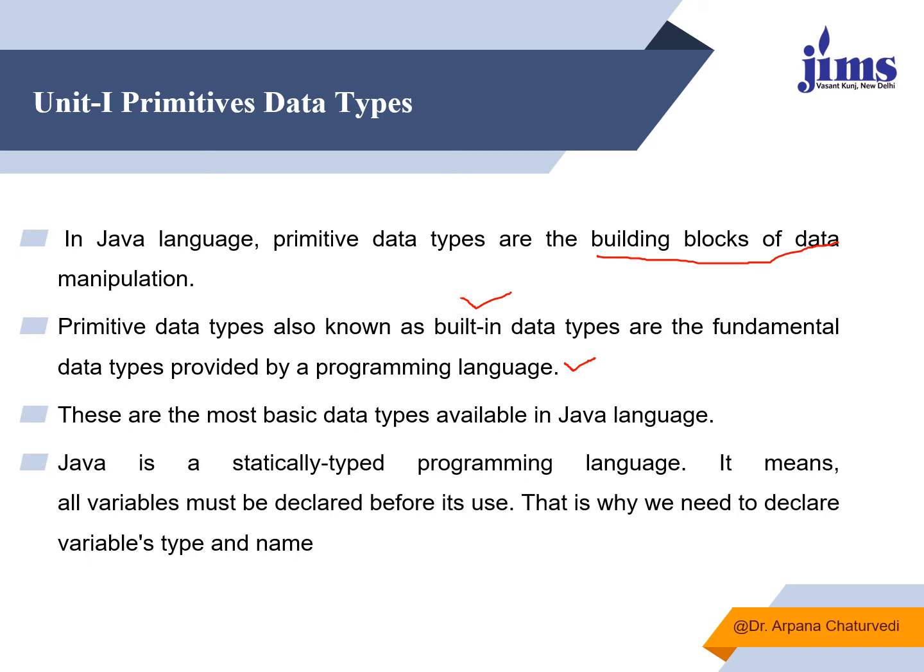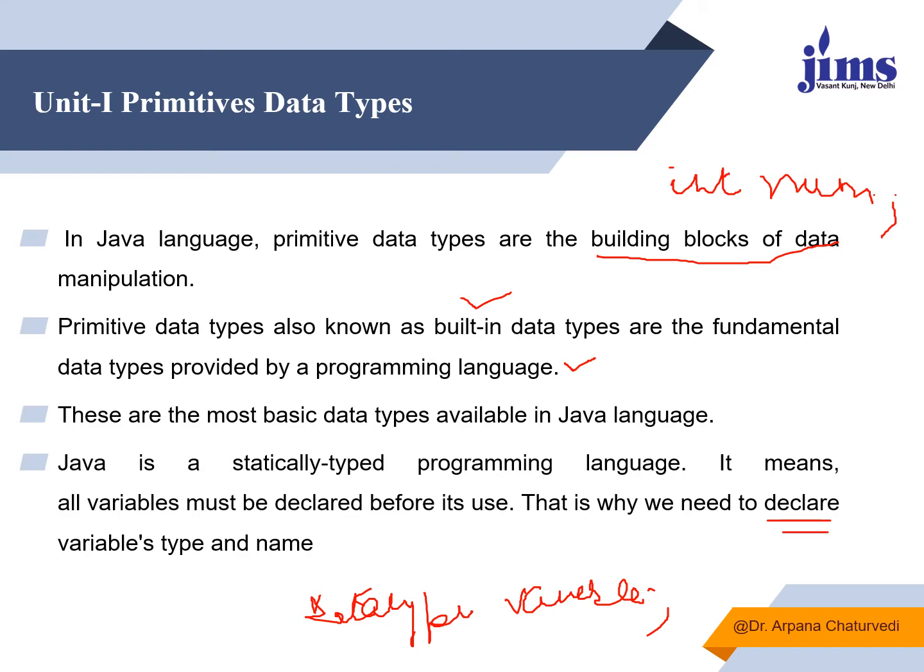So that is why we say that Java is a statically typed programming language, meaning all variables must be declared first of all, then only we can use them. We cannot use a variable without declaring. Declaration is a must, and the syntax of declaring a variable is: first of all, we write the data type and then the name of the variable. It is also terminated by a semicolon. Suppose we want to declare an integer data type, we will say int and then num and then semicolon. So this is a way to declare a variable.